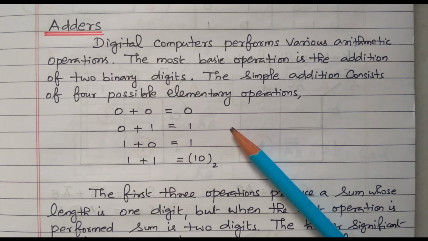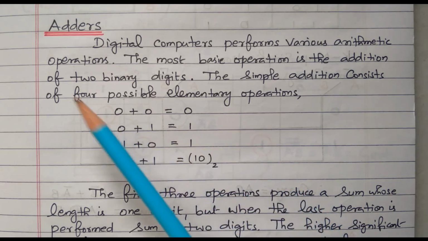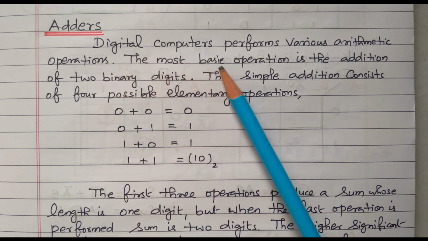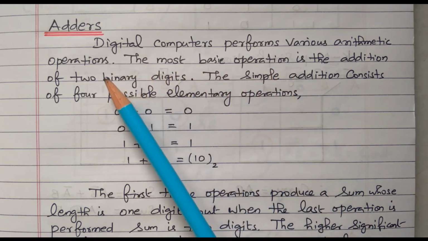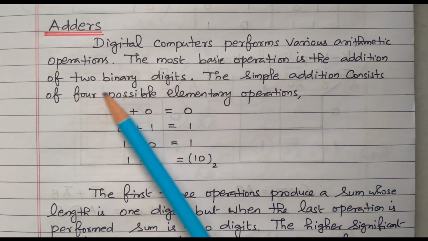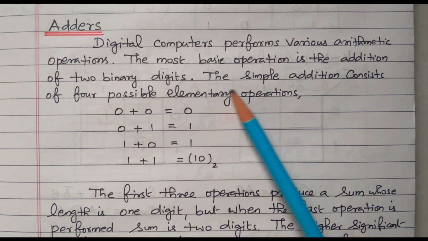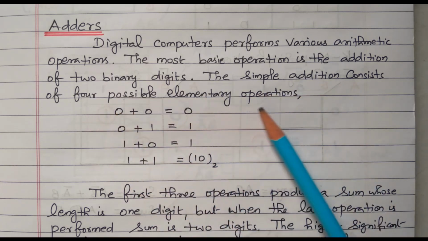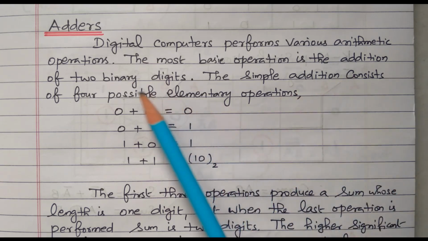Now we will go to the topic. Before discussing the half adder, we will see the basics of the adder. Digital computers perform various arithmetic operations. The most basic operation is the addition of two binary digits. The simple addition consists of 4 possible elementary operations, right?